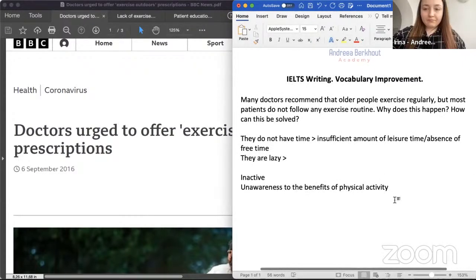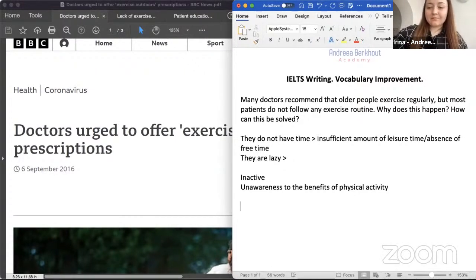All right. We can move on to solutions now, just one or two. How can this be solved? I think they can make the exercise together, like in a group, with many people at the same place.